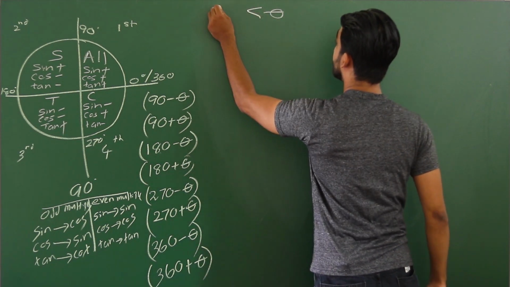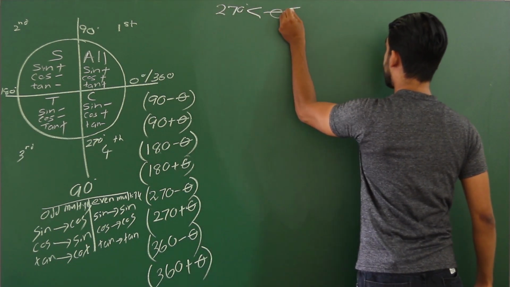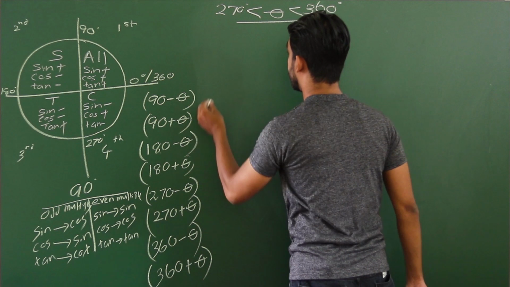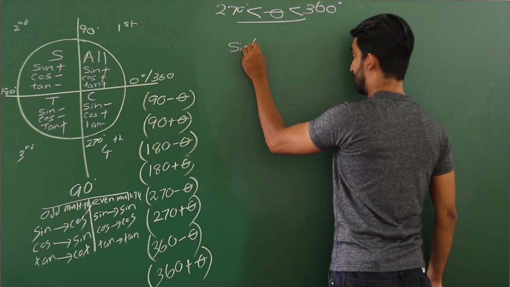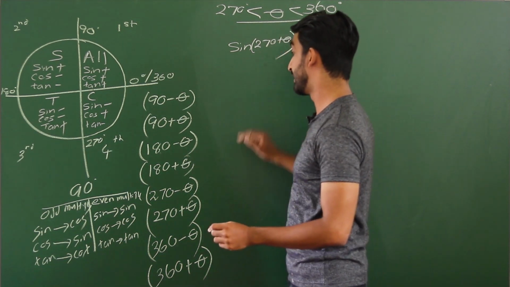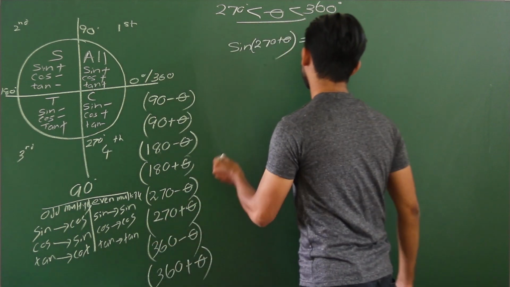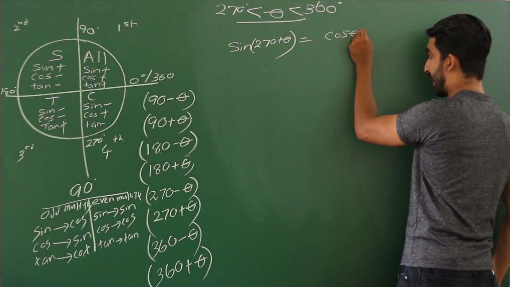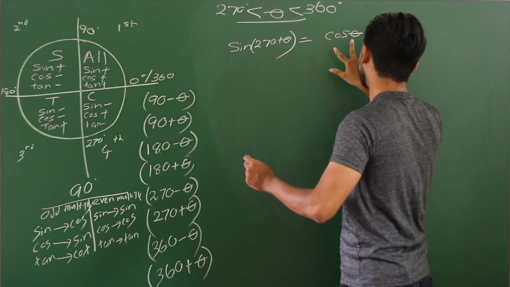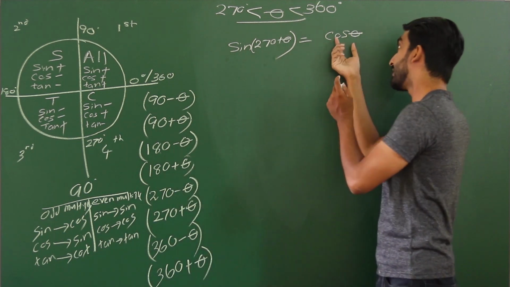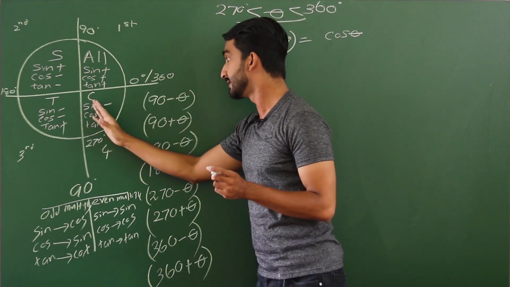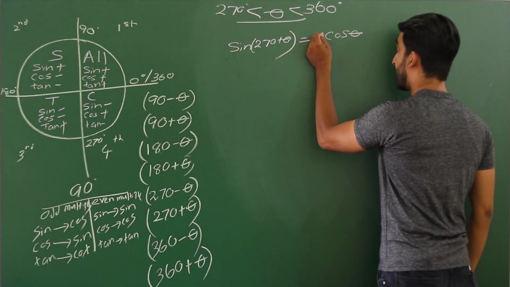Now theta between 270 and 360. Now let's say sine(270 plus theta), dealing with an odd multiple, 3 into 90 is 270, so sine will change to cos, and we consider sine. Only cos is positive, but most of the students mess up, they think cos is positive. This is just an answer, we consider this side only. So now sine is negative, so this will be minus cos theta.